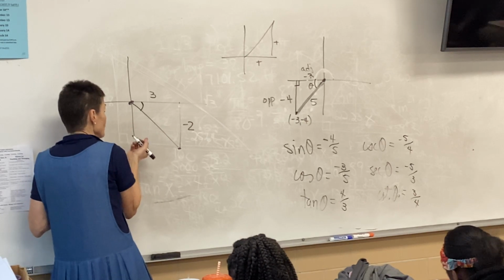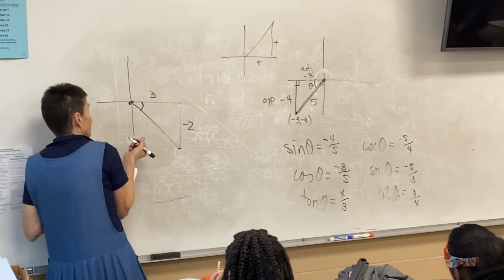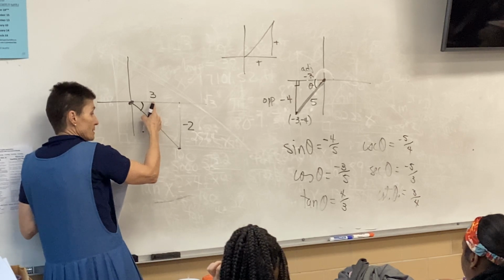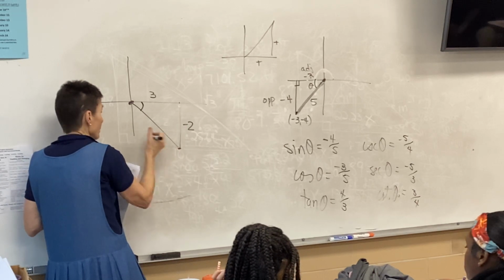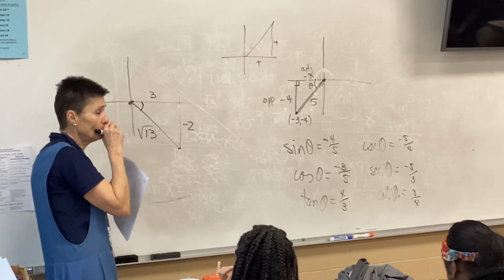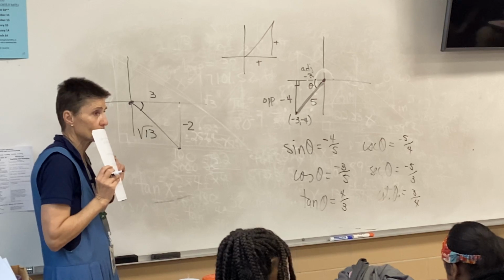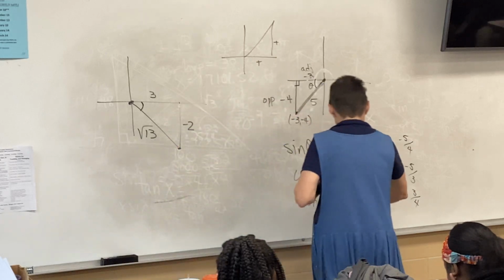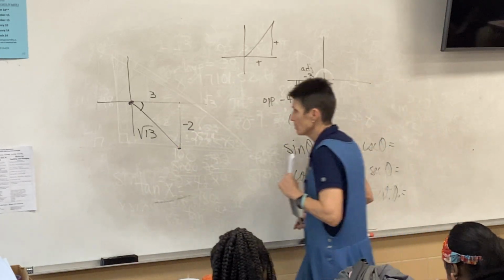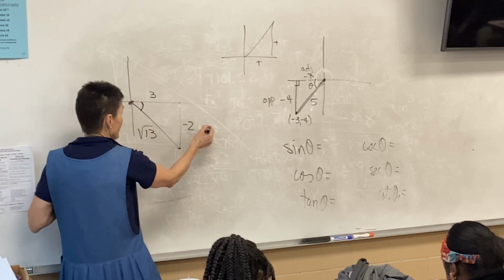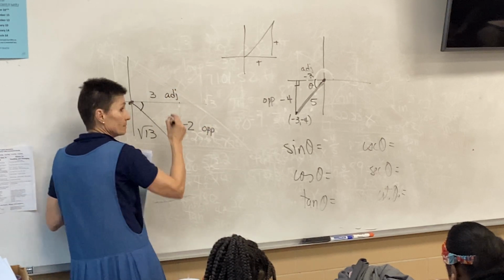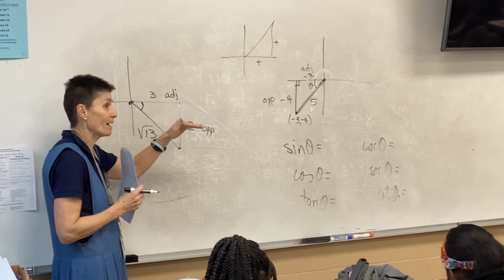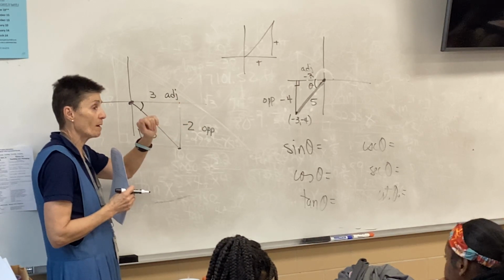So let's find our hypotenuse. Remember, when you square it becomes positive. So 3 squared is 9, -2 squared is 4, root 13. Now I want all those things. So here I go. Keep in mind, this is your angle. So here's opposite and here's adjacent. Also keep in mind that your hypotenuse will be positive no matter what. Always, the hypotenuse is positive.